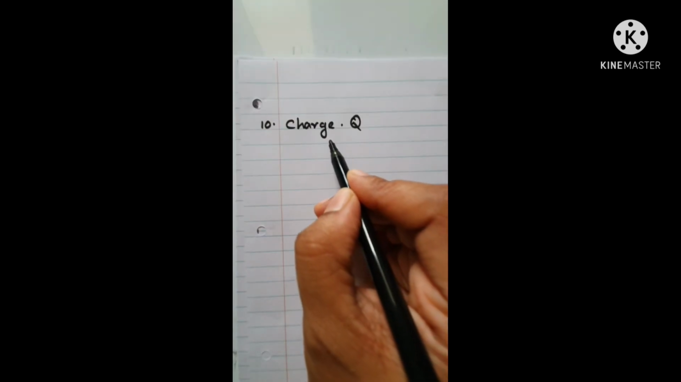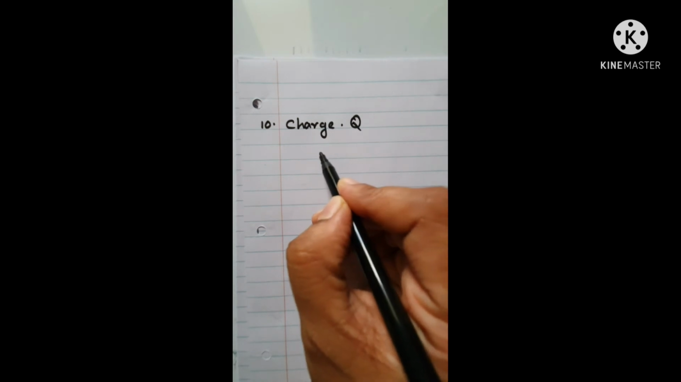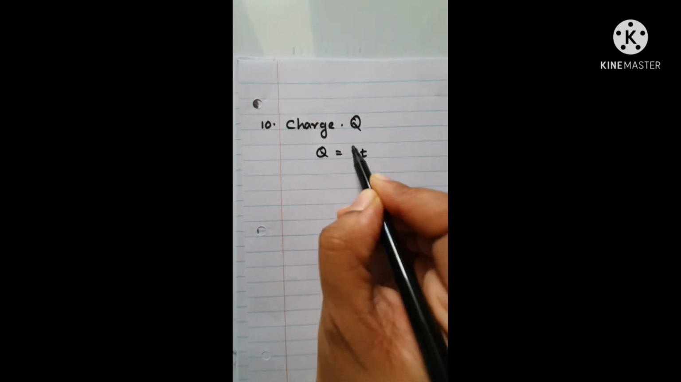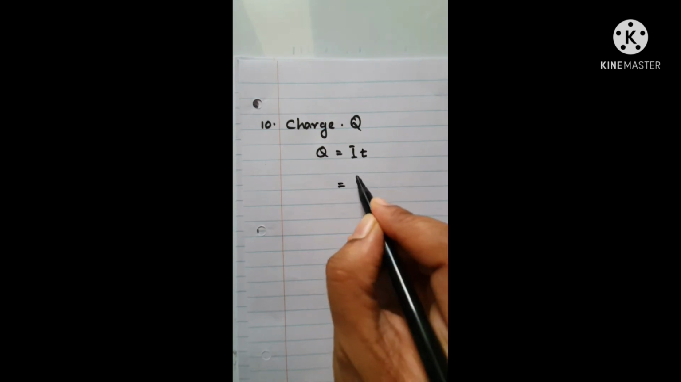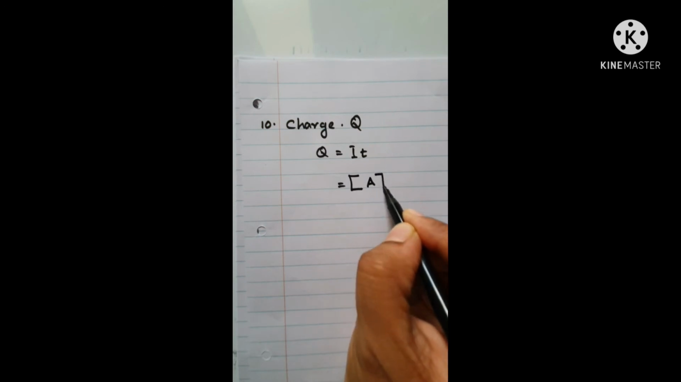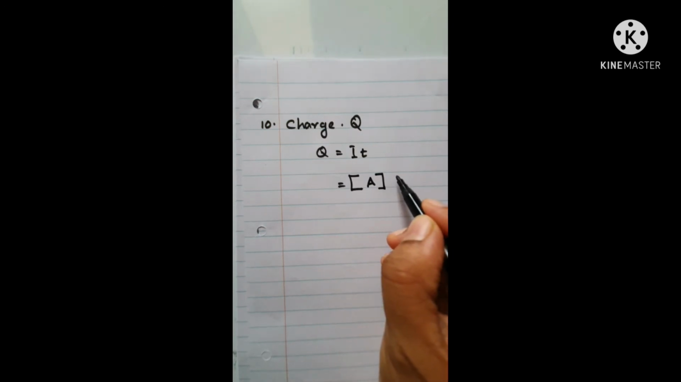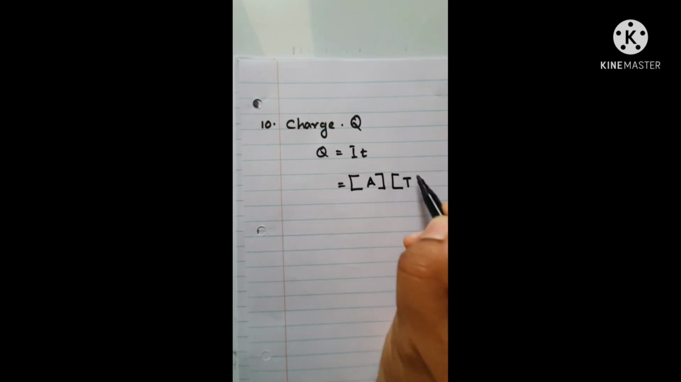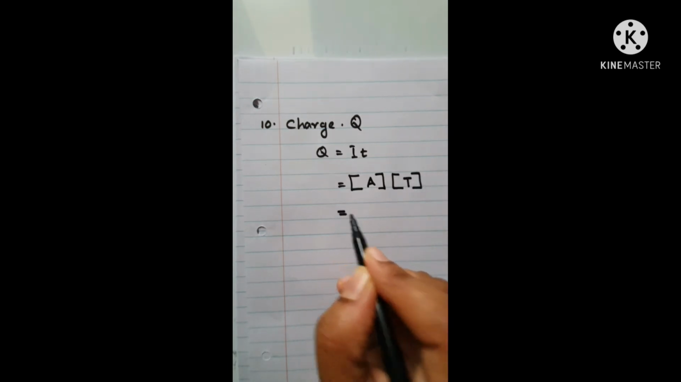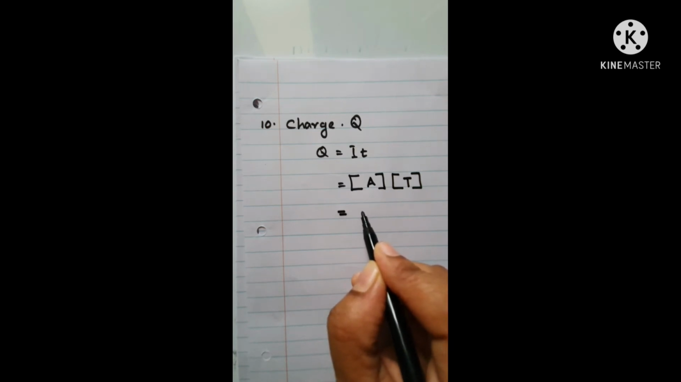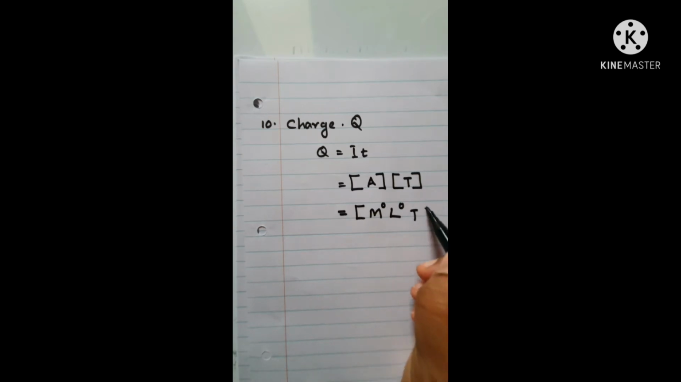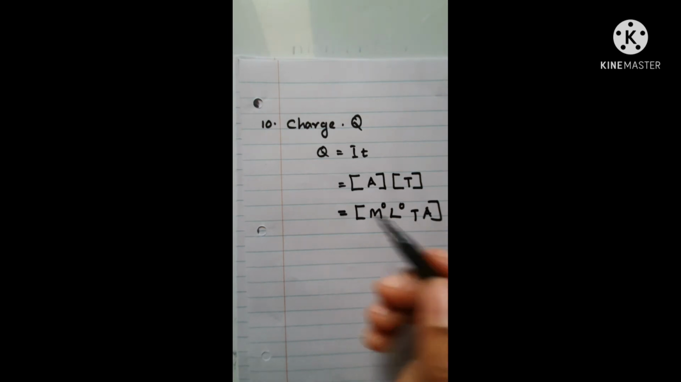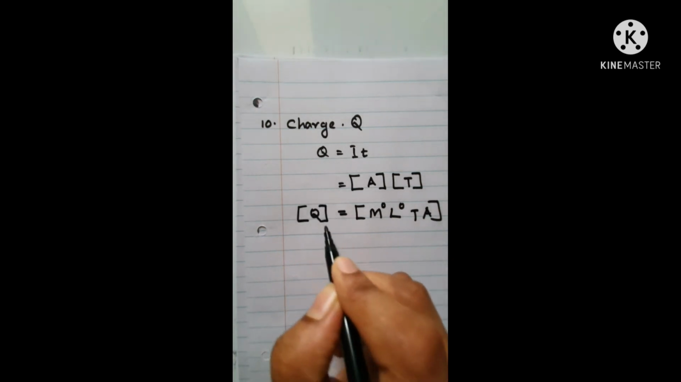We know electrical charge is represented by the letter Q. So Q is equal to IT, current into time is the formula. So we know I, current, is a basic physical quantity and is represented by the dimension A, A for ampere, and time T. So the dimensional formula is either AT, or you can write it this way also, that is M⁰L⁰TA. T comes one time and A. This is the dimensional equation for electrical charge.